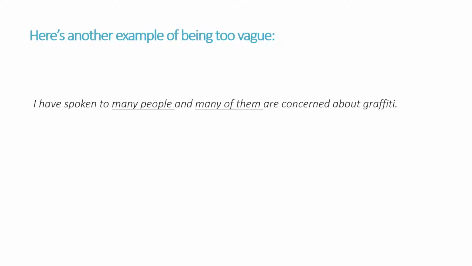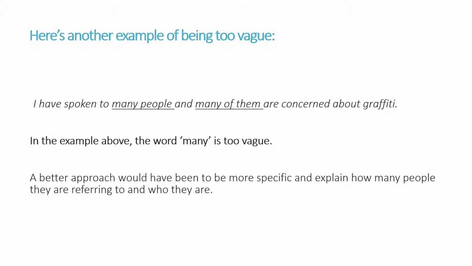Here's another example of being too vague. I have spoken to many people and many of them are concerned about graffiti. In this example, the word many is far too vague. A better approach would have been to be more specific and explain how many people they are referring to and who exactly these people are.